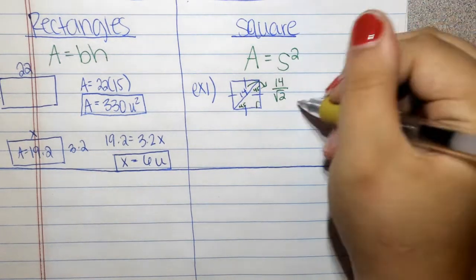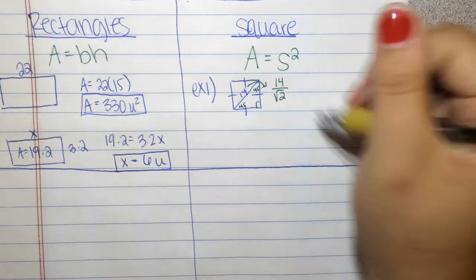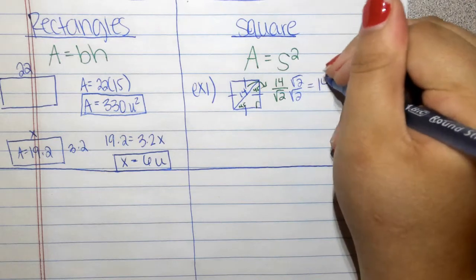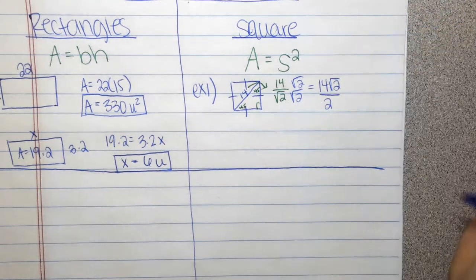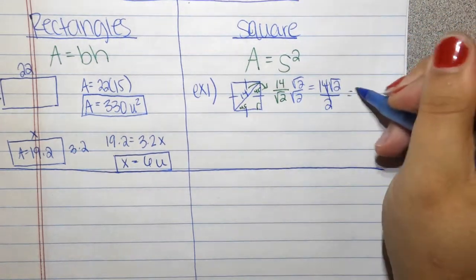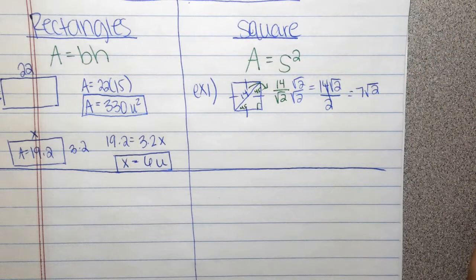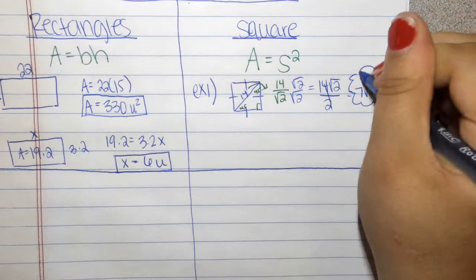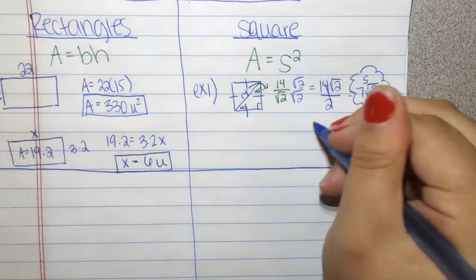You need to have these memorized. I have to rationalize. So then I get 14 square roots of 2 over 2. And then that reduces to 7 square roots of 2. Now that's my S. So I still have to find the area.